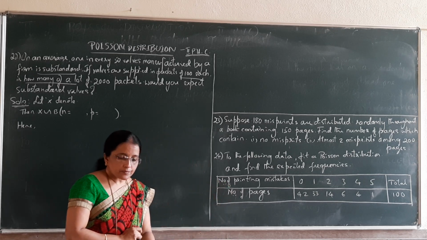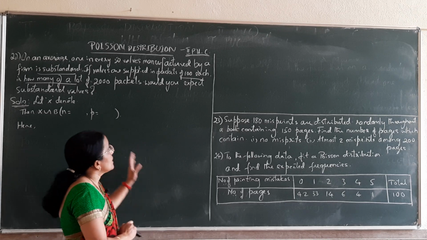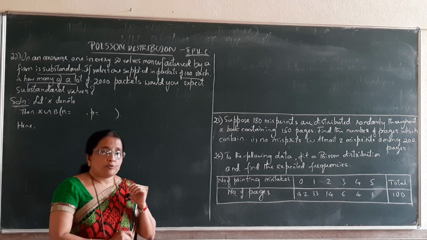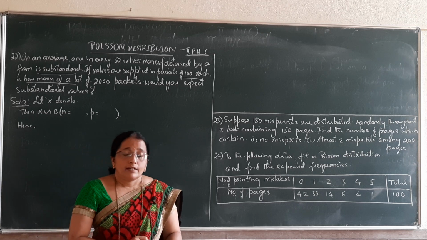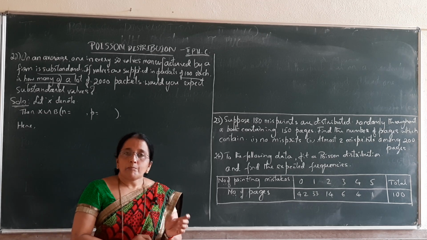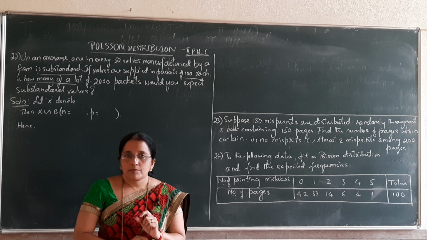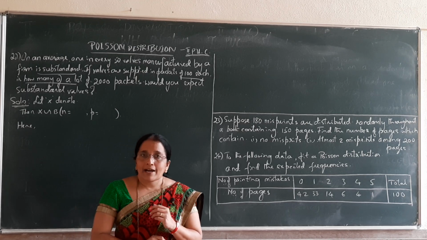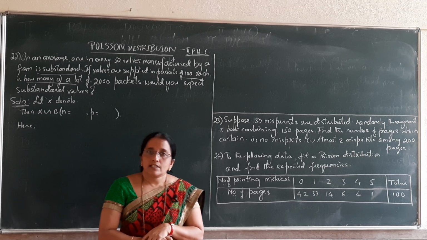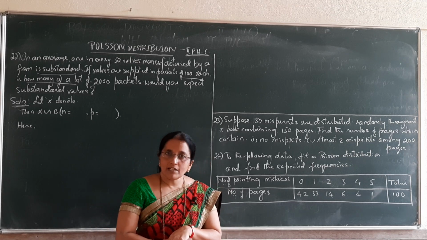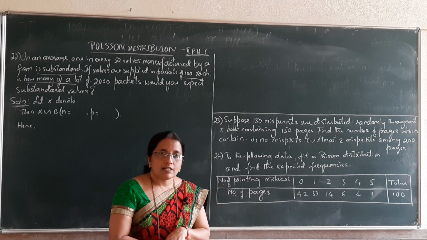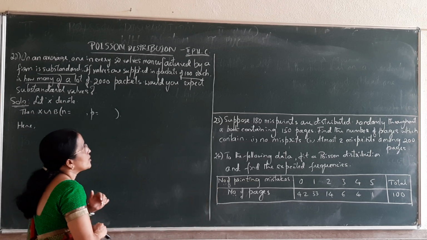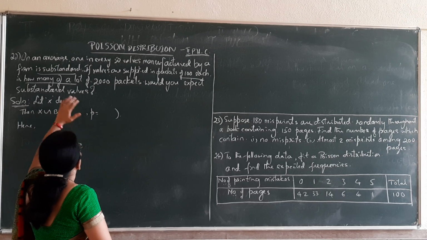So here first we have to see which distribution the problem is related to. Here the number of defective items in a sample of 100 items, or in a pack of 100 items, is an example for what? Binomial distribution. Actually this is also a problem on binomial distribution. Let us see why it is a problem on binomial distribution.